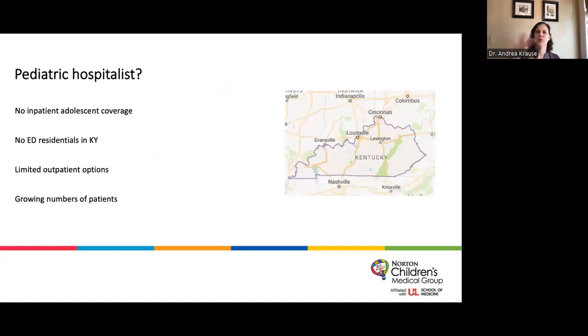And so just a little bit more about the climate of Kentucky here. At the time, and technically still to this day, we don't have inpatient adolescent coverage, although thankfully we do now have an outpatient adolescent doctor that has joined, Dr. Brittany Badal. We have no eating disorder residential programs in the state of Kentucky. I don't know that we ever have, and there's none in the works. We have limited outpatient options, although that's gotten better, especially in the last 3 to 4 years. And then, as you all have noticed, and I'm sure that's why there's been such interest in this topic today, there's a growing number of patients, especially in the last 2 years.